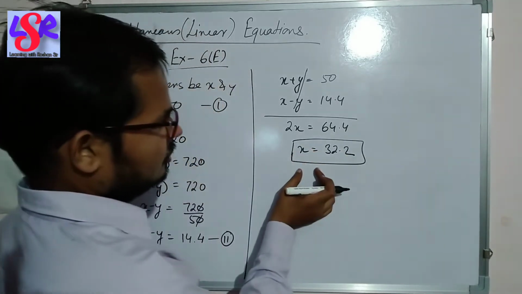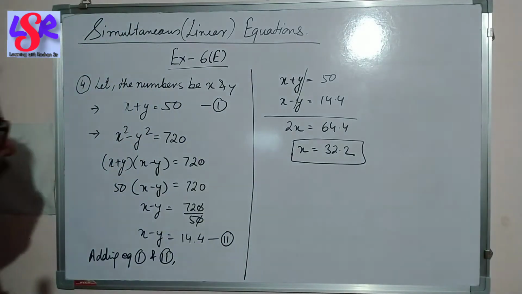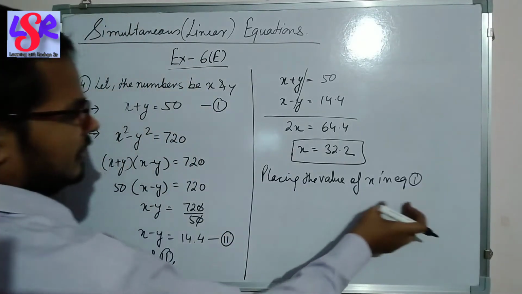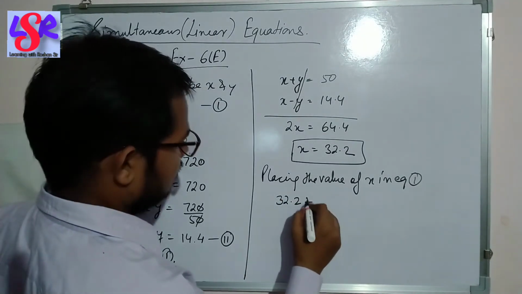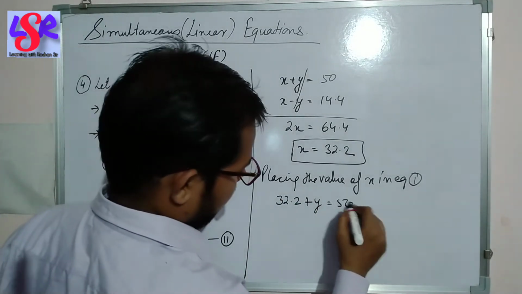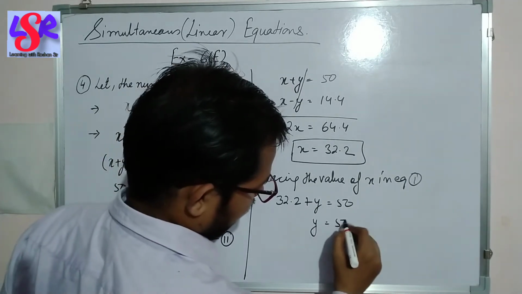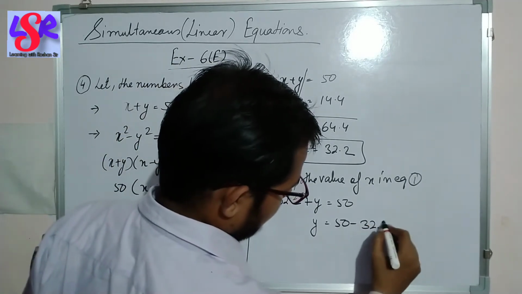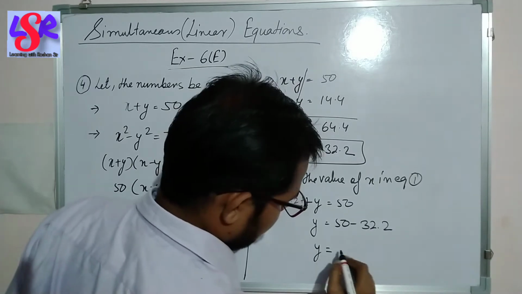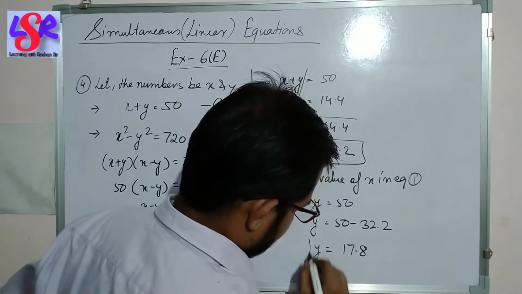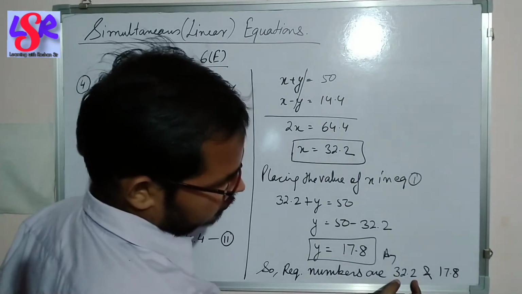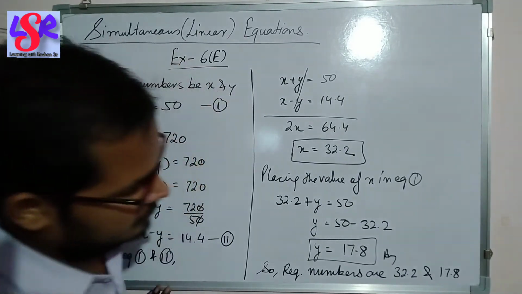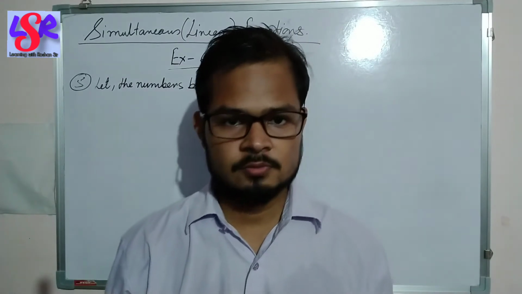Now place the value of x in any of the equations. So placing the value of x in equation number 1, we get 32.2 plus y equals 50. So y equals 50 minus 32.2, that is y equals 17.8 as the answer. So required numbers are 32.2 and 17.8. Now let's go with question number 5.